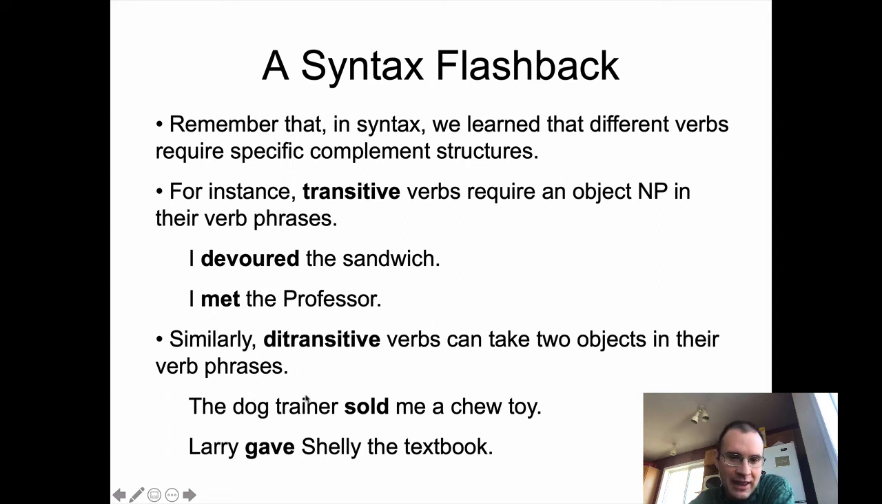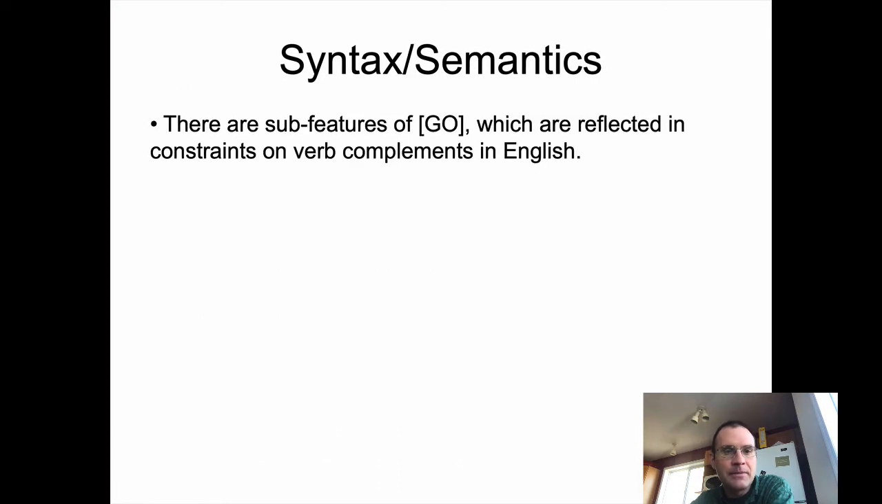Ditransitive verbs, on the other hand, have to take two different objects in their verb phrases. So the dog trainer sold me a chew toy. Larry gave Shelley the textbook. There's both a direct object here, which in this case is the textbook, and an indirect object, which is Shelley, which is kind of like the recipient of the direct object for a ditransitive verb.